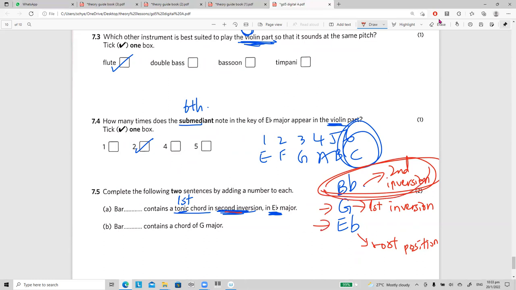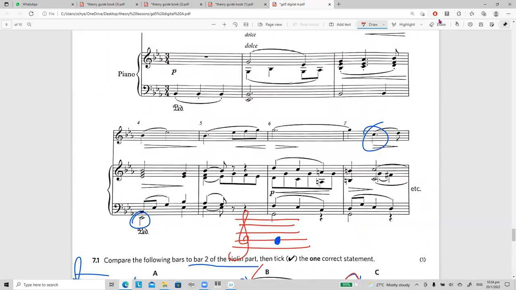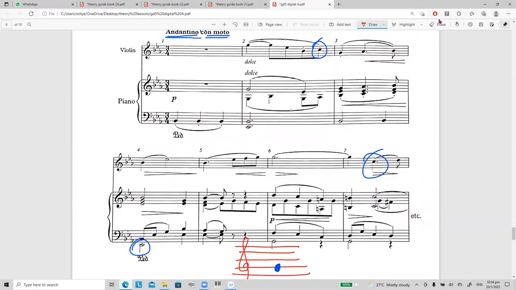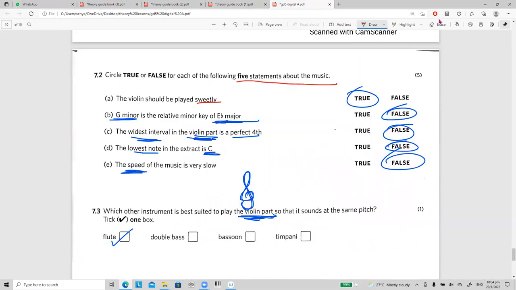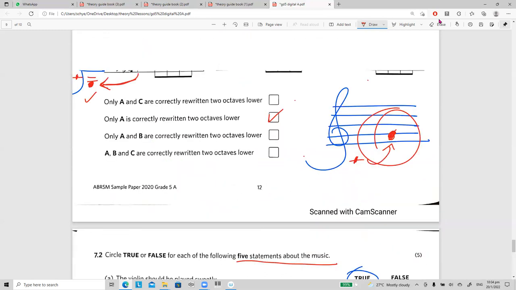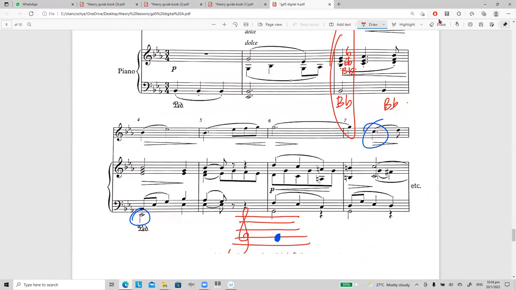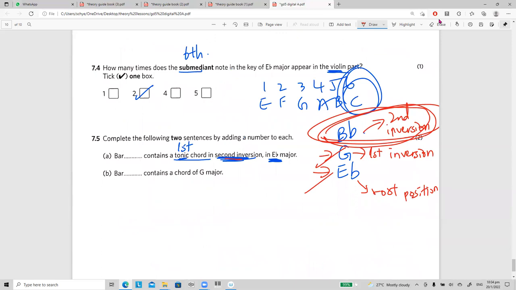So let's look for the B flat at the bass first. You should be able to find your answer quickly. By looking at this, I found B flat in the first line. You have B flat, B flat. The rest of the notes should be E flat and G. Okay, so I found E flat, G, B flat. It's here, in bar three.